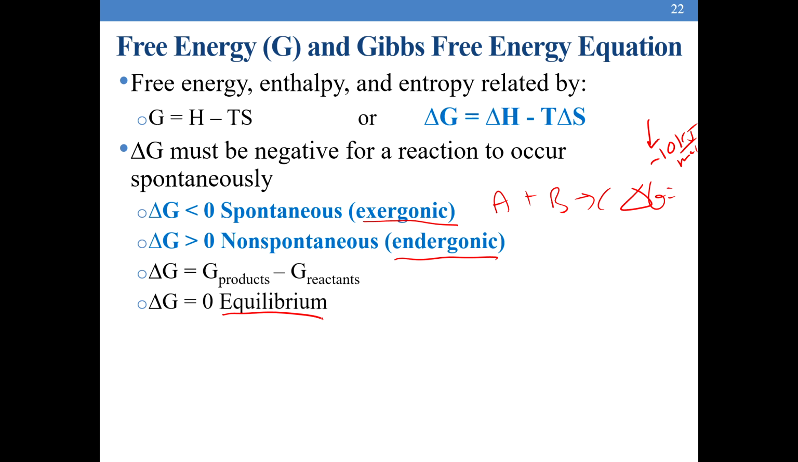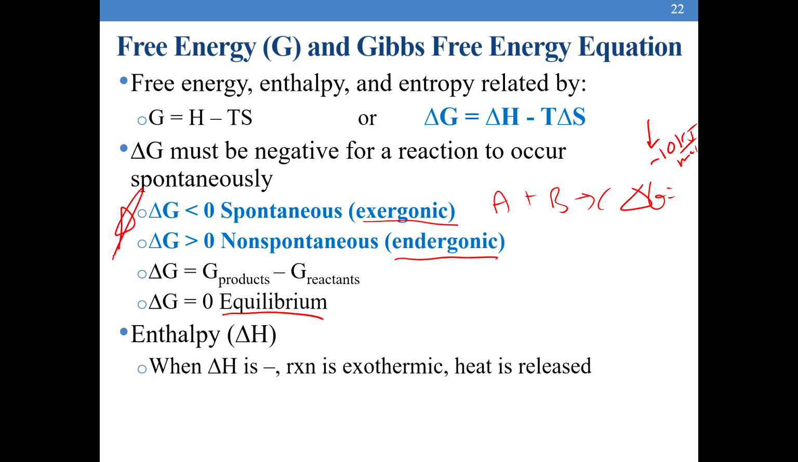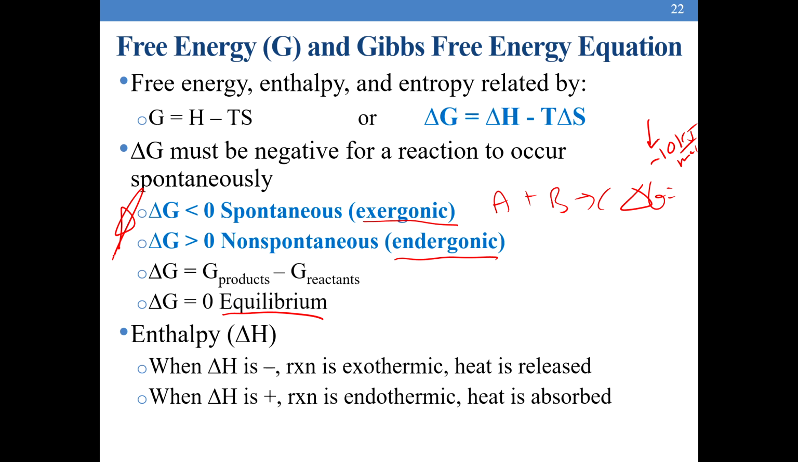I want to recap something because we did enthalpy in the last video and we just looked at entropy. Since all these values are on here, these two blue ones you really need to know. I just want to recap. When delta H is negative, you have an exothermic reaction and heat will be released. When delta H is positive, endothermic, heat is absorbed. Remember we compared heat and temperature in the first video.